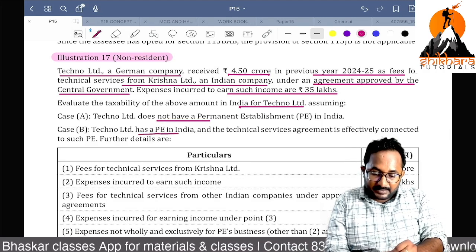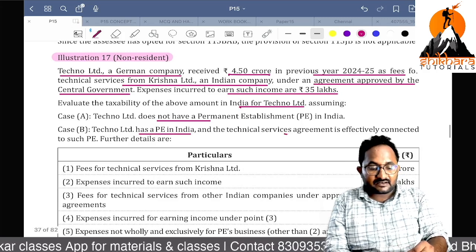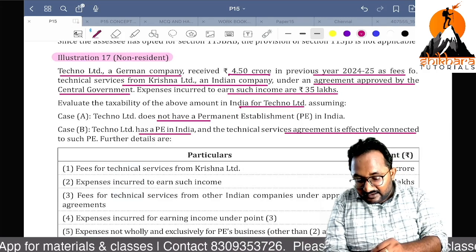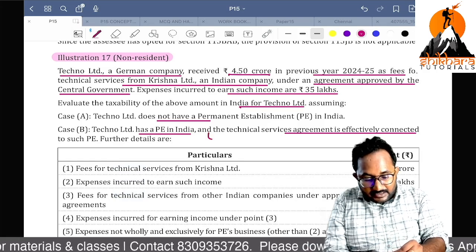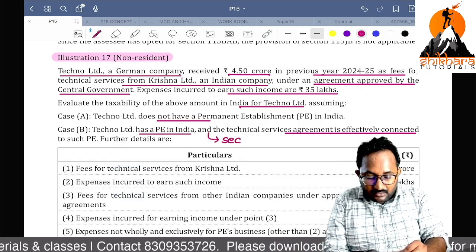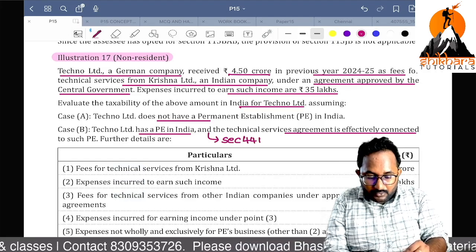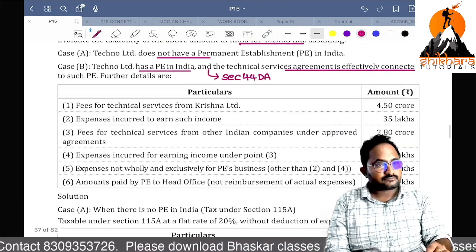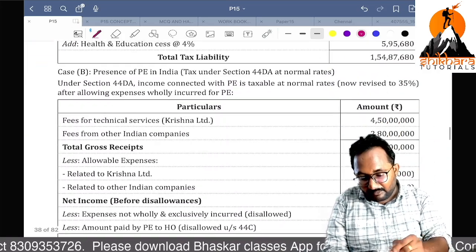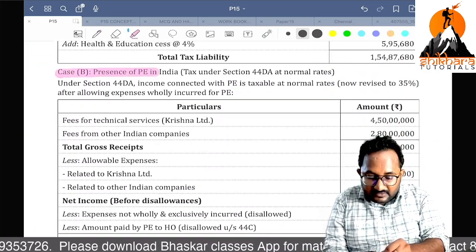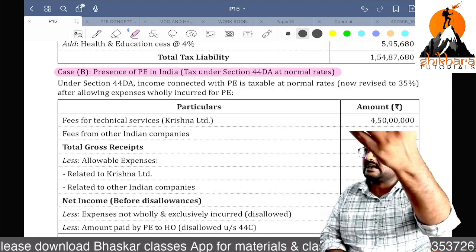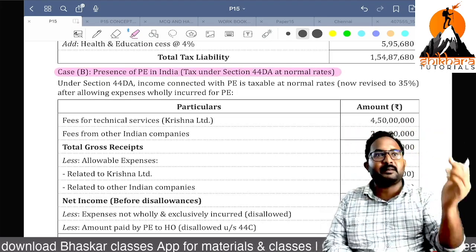and if they have a permanent establishment and that service is effectively connected with the permanent establishment, then in case B only we can apply which section, ma? Section 44DA. Yes, ma. So that is only case B. If the presence of a PE is there, automatically we have to apply 44DA. In future I will tell you how it will be taxable if PE is not there.